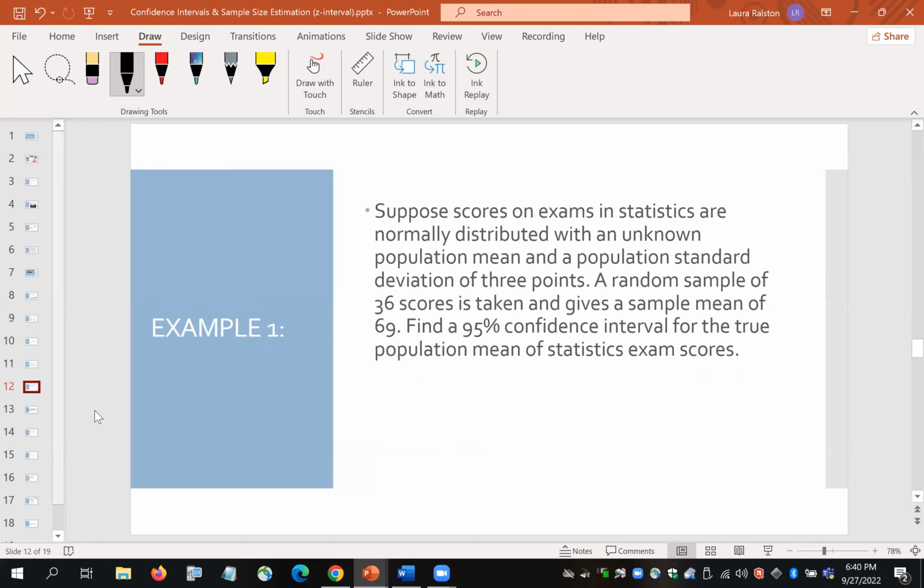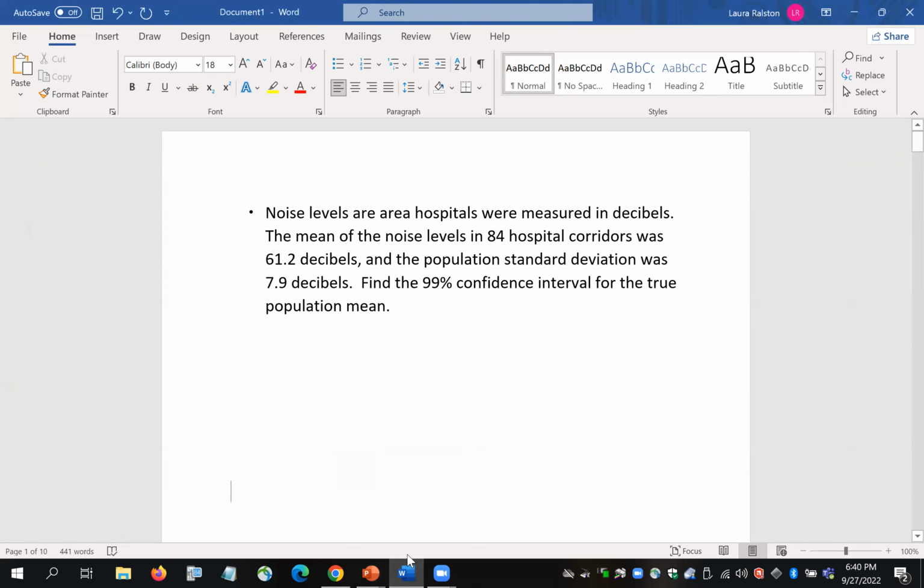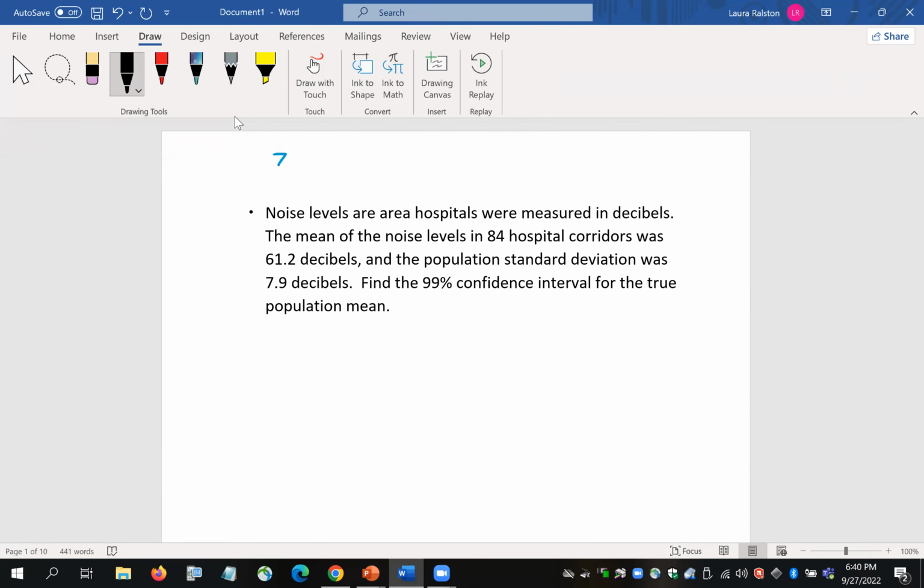So I have some examples here, and I'm going to go out to my piece of paper where I can highlight and mark things as we go through the example. So this is an example of a Z interval. Now, I know that's the case because that's what we're talking about right now. But let's read it, and I'm going to show you how you know, without a doubt, that we're going to do a Z interval.